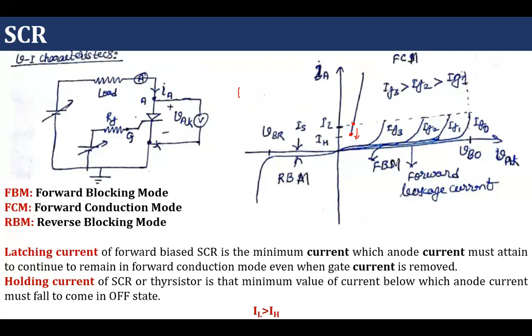It means when we are turning on the SCR, the associated point is latching current. Whenever we are turning off the SCR, that time the associated current point is holding current. When we are turning the device on, holding current has no meaning. When we are turning off the device, latching current has no meaning. So you have to remember these two points. At the same time, it is clear from this graph also that latching current is always higher than holding current.